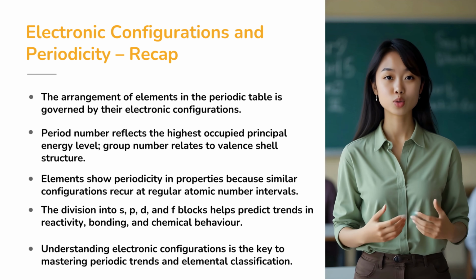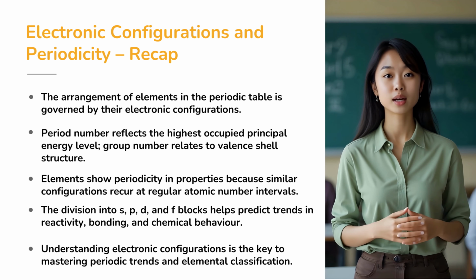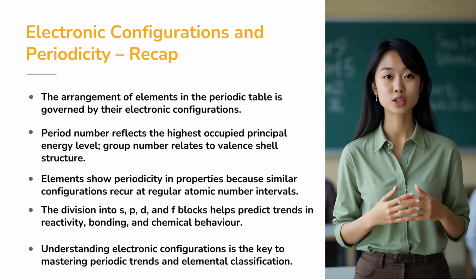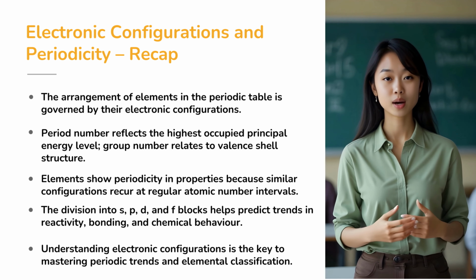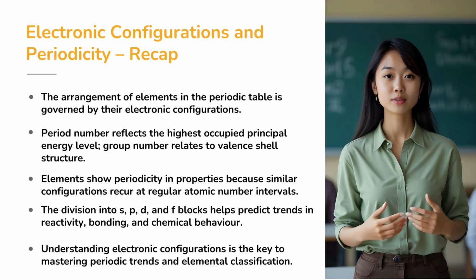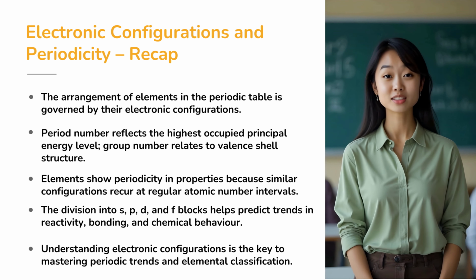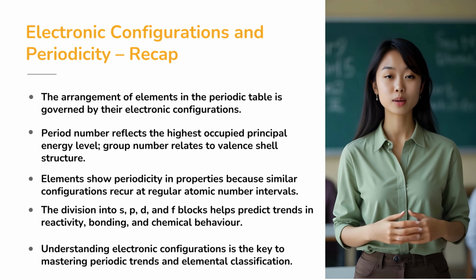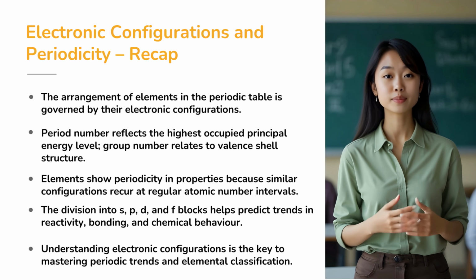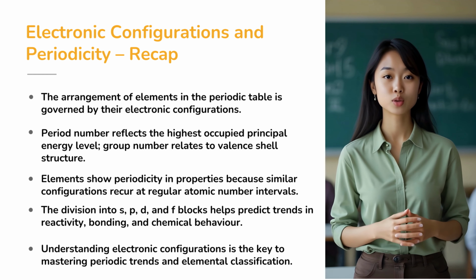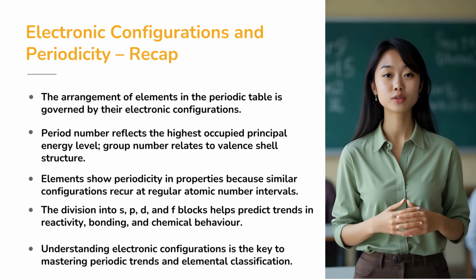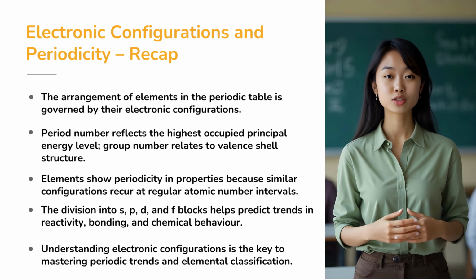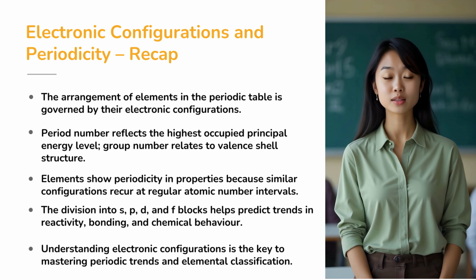Vertical columns, or groups, bring together elements with similar chemical properties due to their shared valence shell structure. Special cases like hydrogen and helium remind us of chemistry's complexity and flexibility. In essence, the periodic table is not just a chart, it's a living document of electron behavior and atomic architecture. I hope this session helped you appreciate how deeply electronic configurations govern the logic of the periodic table, from classroom examples to the atomic design of real-world materials.